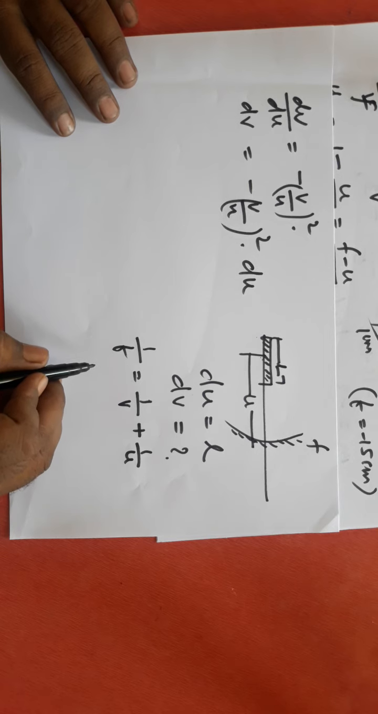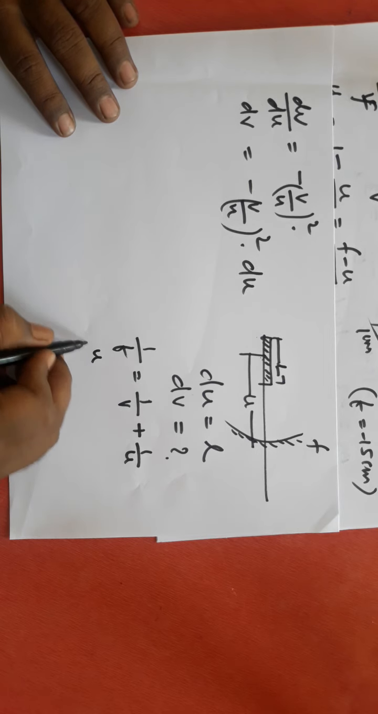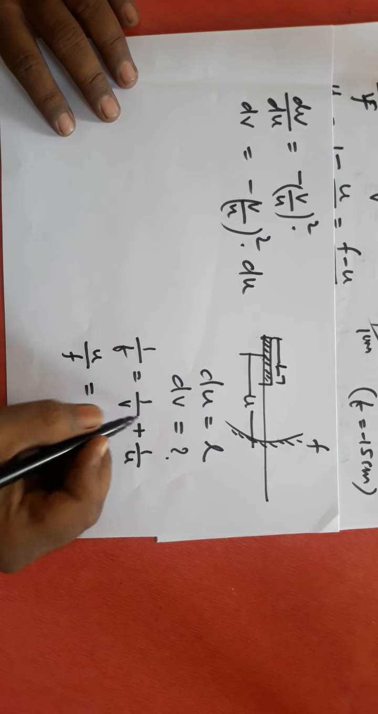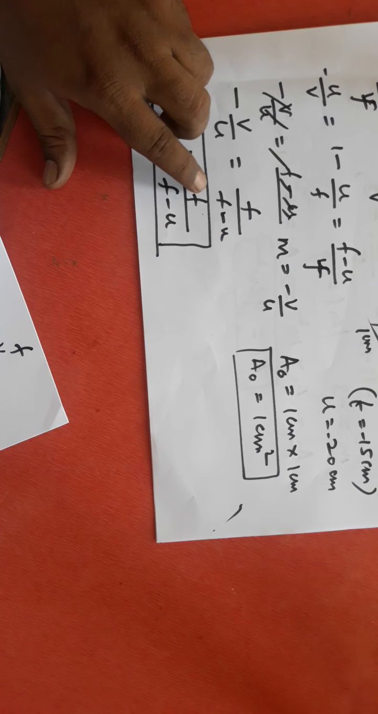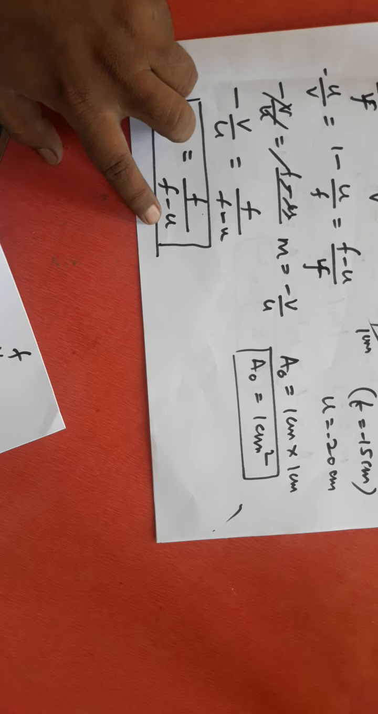If I multiply this by u, then here I will get u by f, same as we did in the previous example. Up to here we will get linear magnification. M is equal to f divided by f minus u.